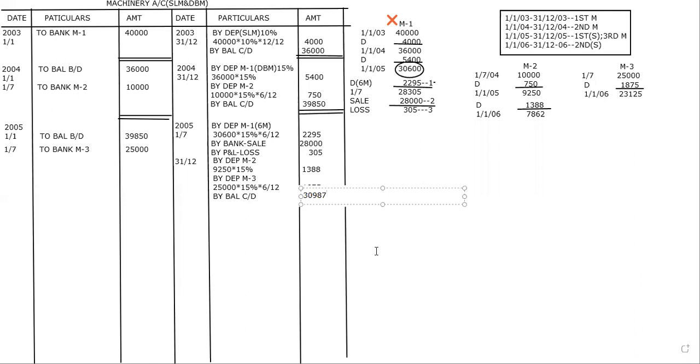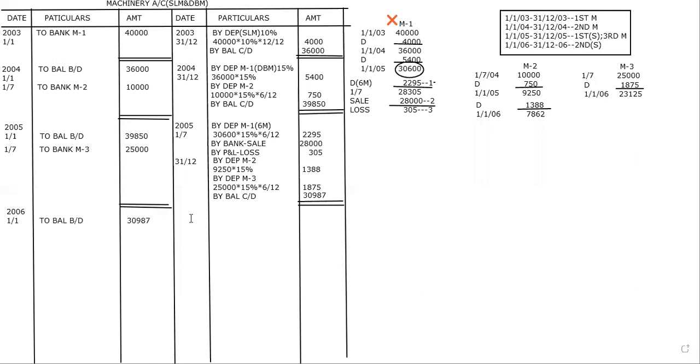Yes, ma'am. Okay, done. Now all the things have been completed, so I'm going to simply close it. Here we are in 2006 now. On 2006 January 1st, what are we going to write? Balance brought down is 30,987. Okay. Now please go to the table once again and check it out.